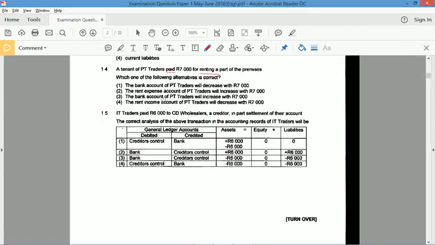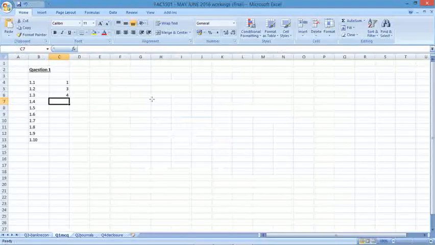If we're looking at things from PT's point of view, PT would have been the business that rented out a part of the building to a tenant. So the bank account will go up. 3.